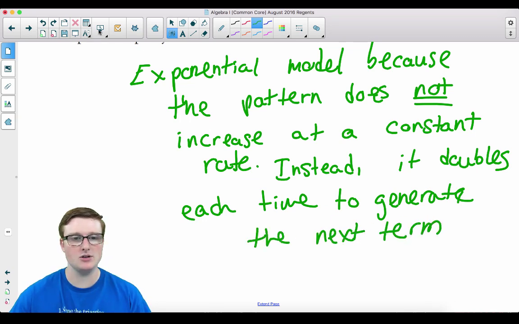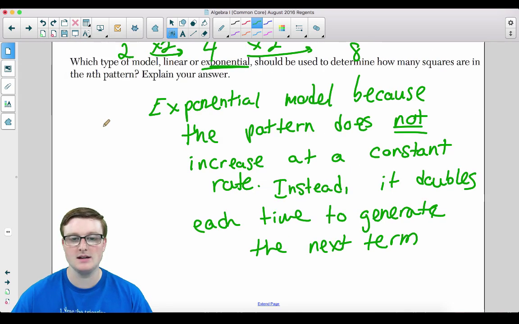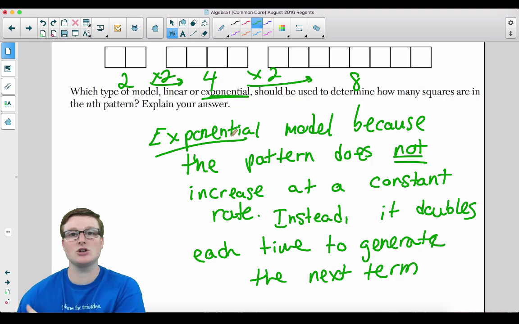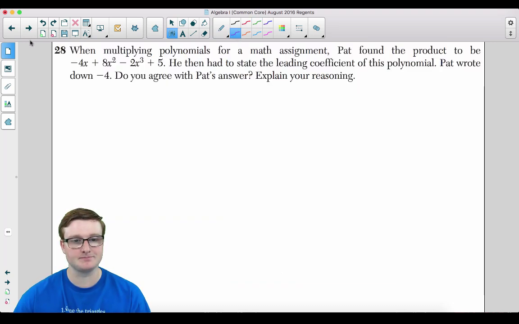And that is how you answer that question, folks. Not too bad. Not too bad. Just know that it's exponential because it is not increasing at a constant rate. All right, moving on to 28.